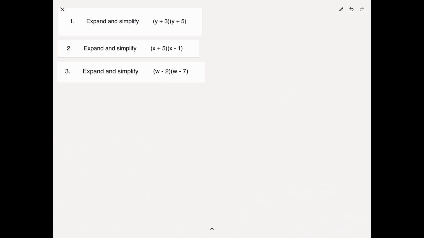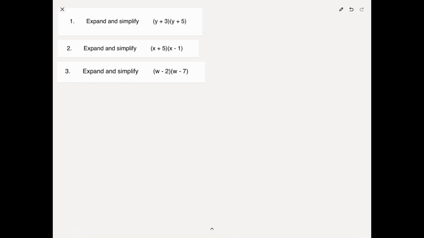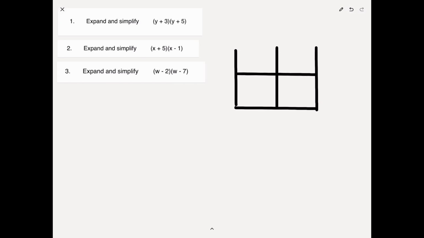Right, question 3 then. Again, very similar. Expand and simplify w take away 2 multiplied by w take away 7. So, give ourselves that grid. Make your grids nice and large, it'll be easier to fit all your working in and your answer. Right then, w take away 2 times w take away 7.